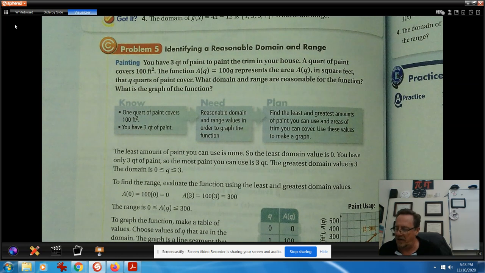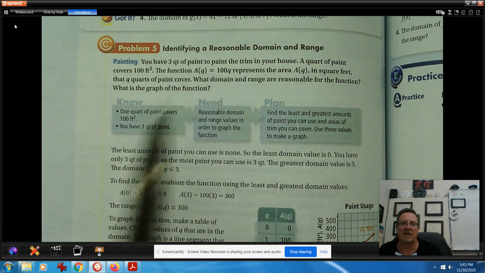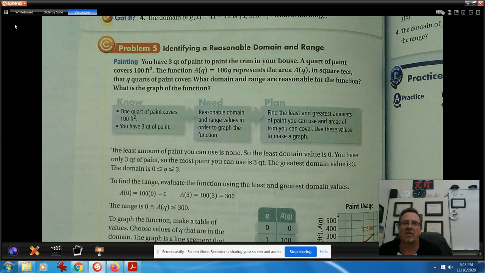So let's read this. It says you have 3 quarts of paint to trim your house. A quart of paint covers 100 square feet. The function A of q is equal to 100q, and represents the area A of q in square feet that q quarts of paint will cover. What domain and range are reasonable for the function?